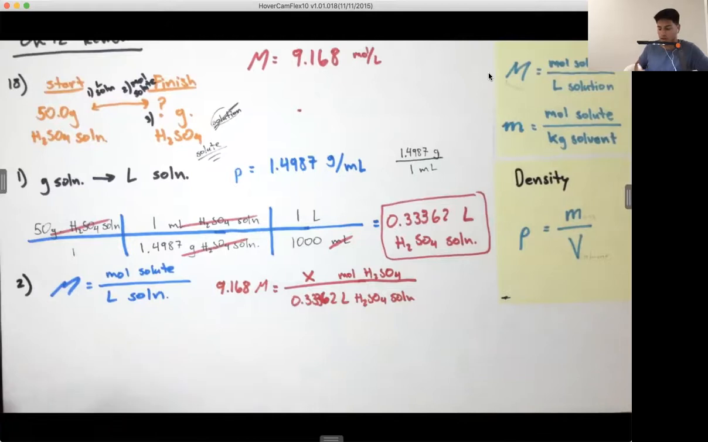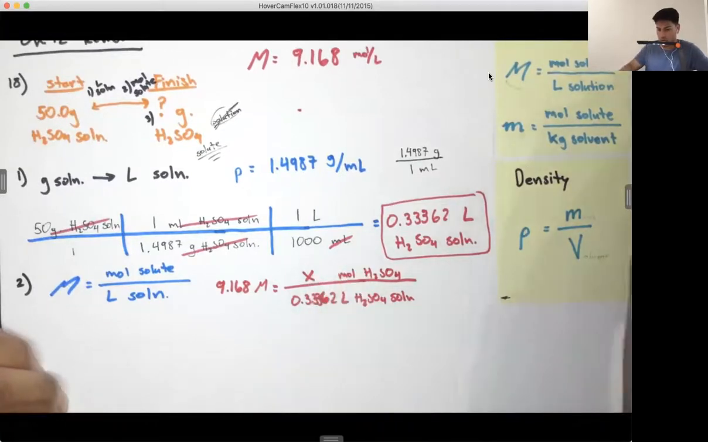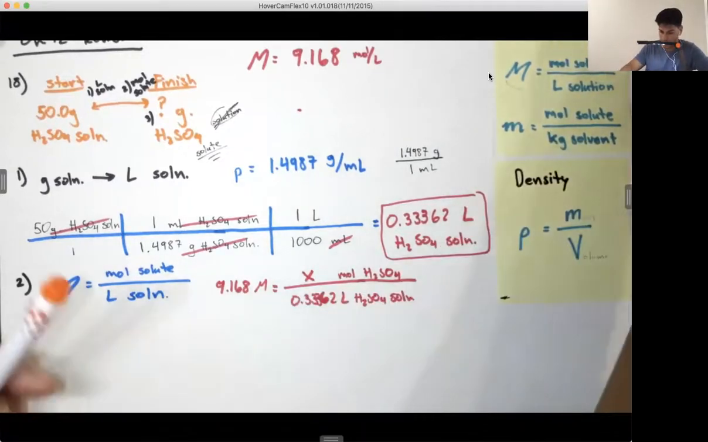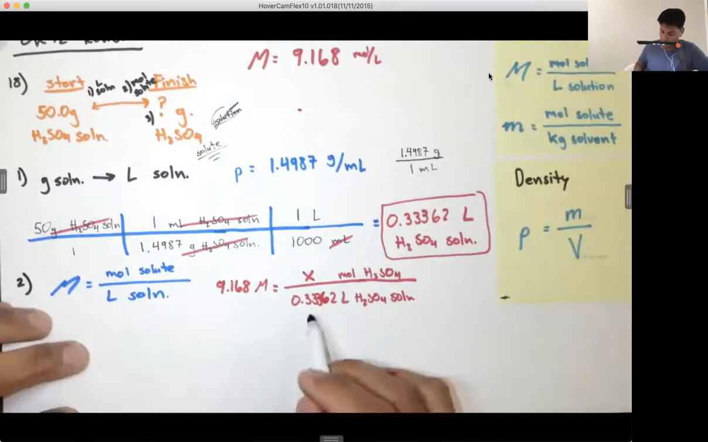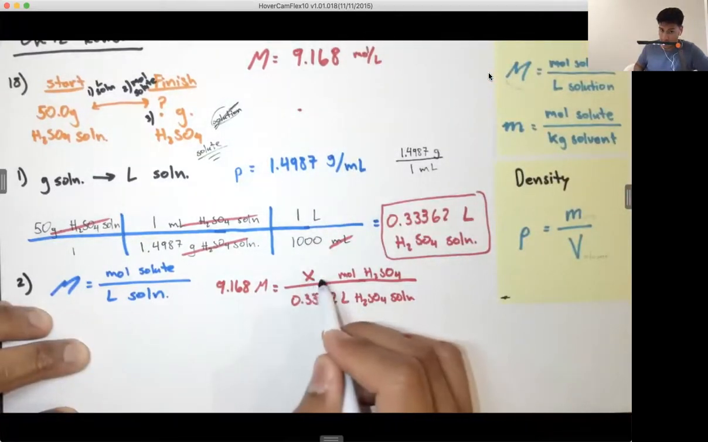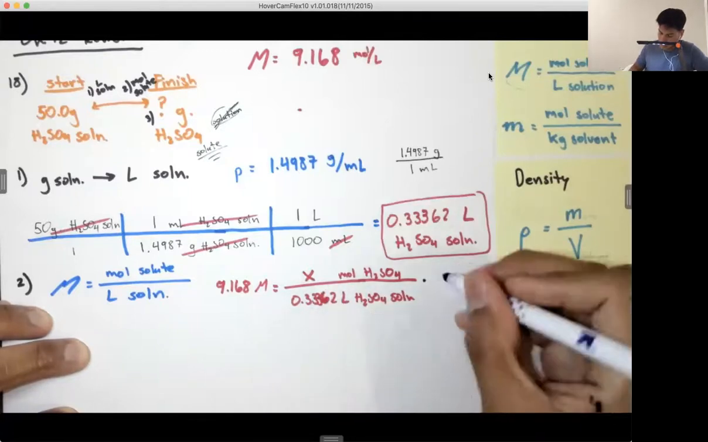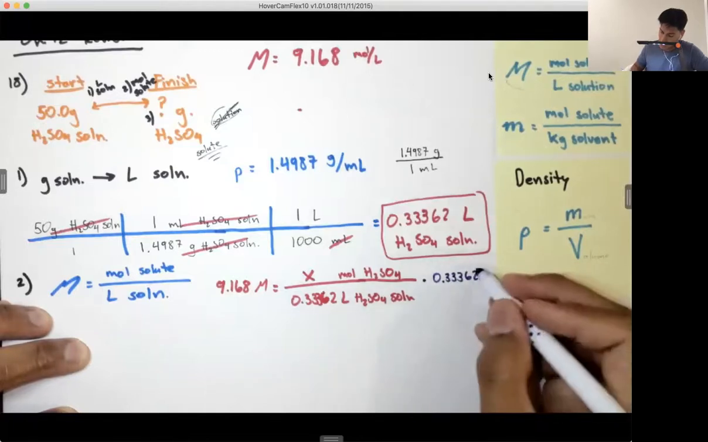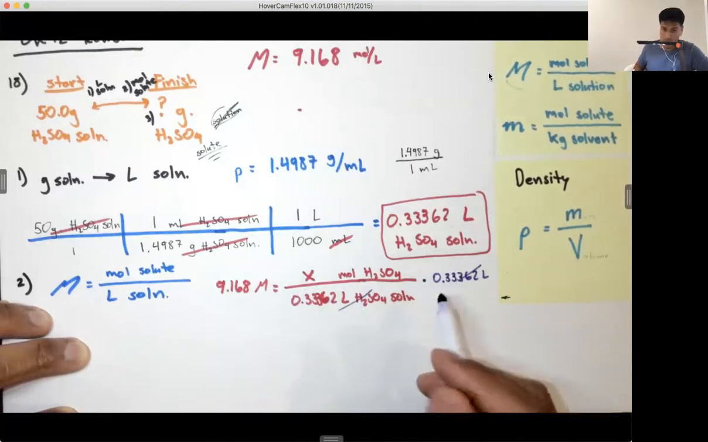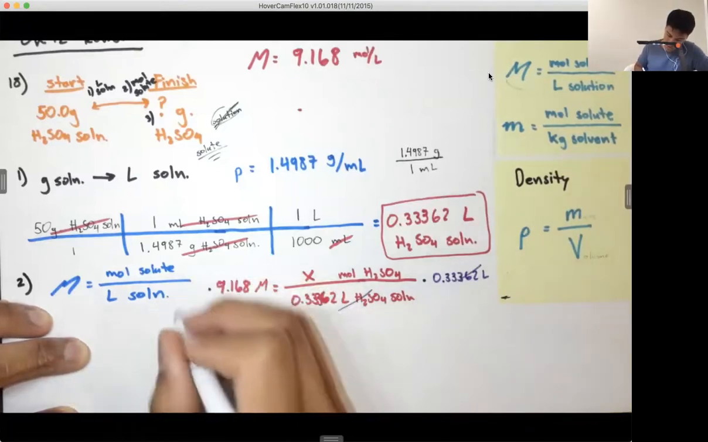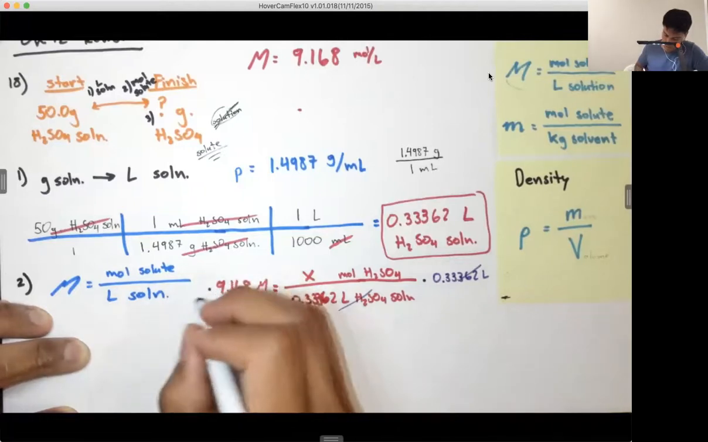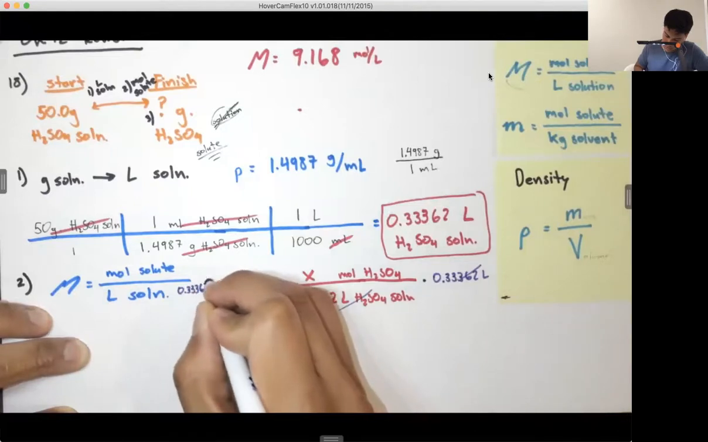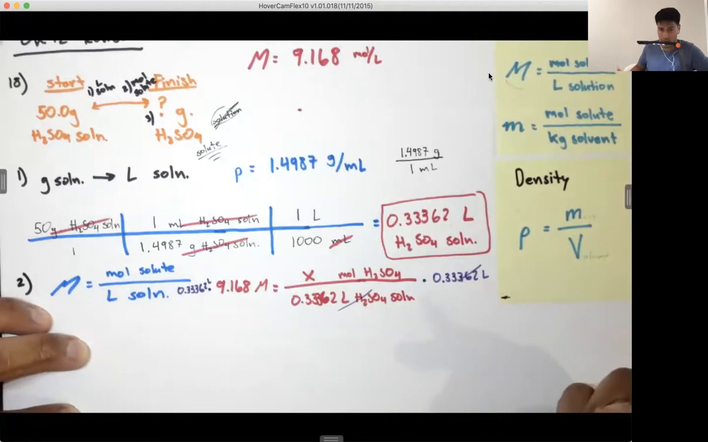Now, basic algebra. If we want to isolate the moles, what are we going to have to do? Multiply by what? By this, right? To be able to get an X by itself, we have to multiply by what's in the denominator. So multiply by 0.33362 liters. That's going to cancel out. Whatever you do to one side in math, you have to do to the other, okay? And that's 0.33362 liters. Let's go ahead and multiply that, okay?